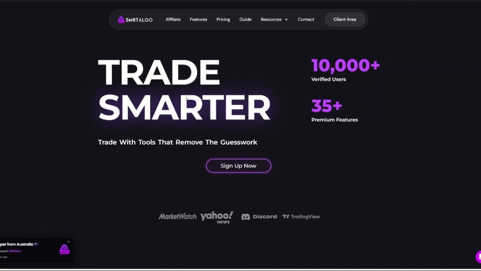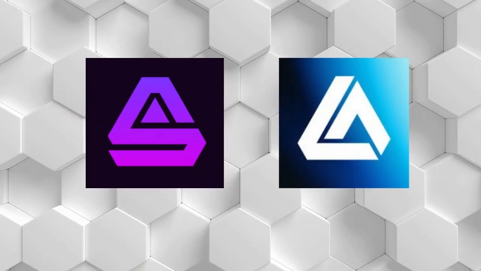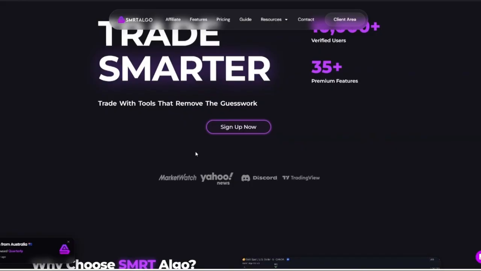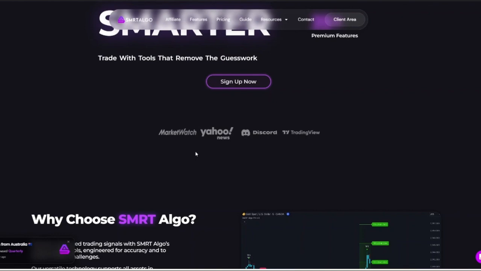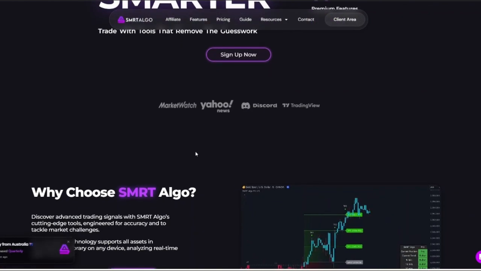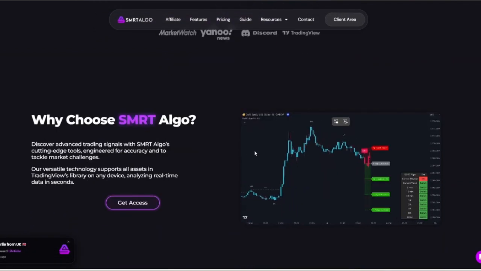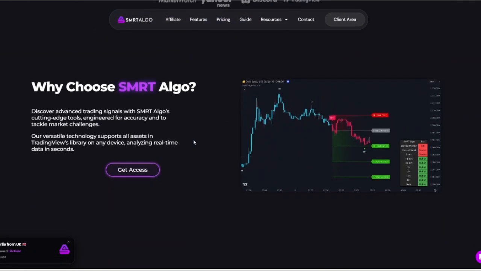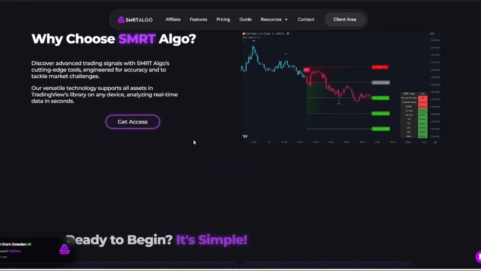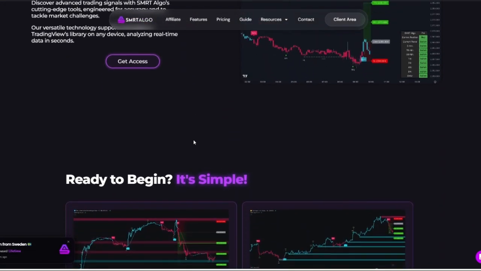Hi, today I'll be doing one of the most requested comparisons in the charting and trading tools space, comparing SMRT Algo and LuxAlgo, two powerful indicator suites designed to help traders make smarter decisions, catch better signals, and potentially level up their trading performance in 2026. Today we'll break it all down for you, what these tools actually do, how they work, and what they cost, the good and the bad, and ultimately which one deserves the crown in 2026.